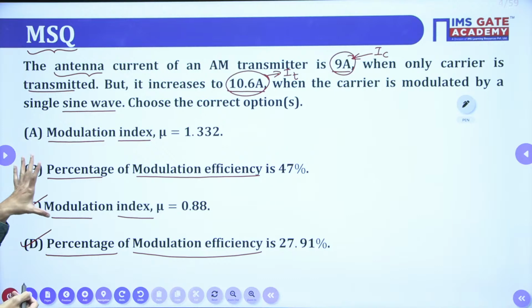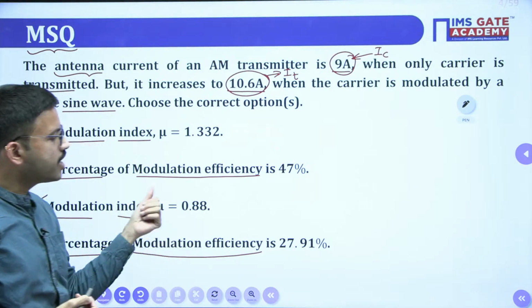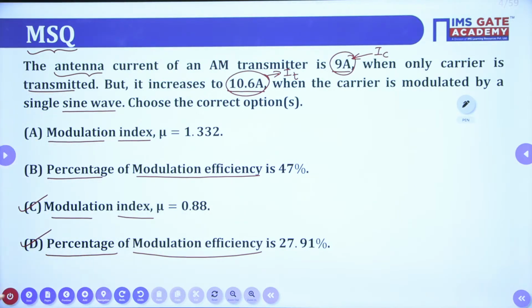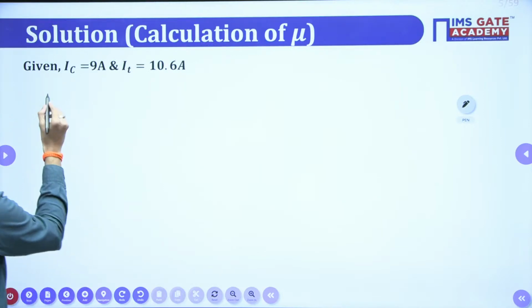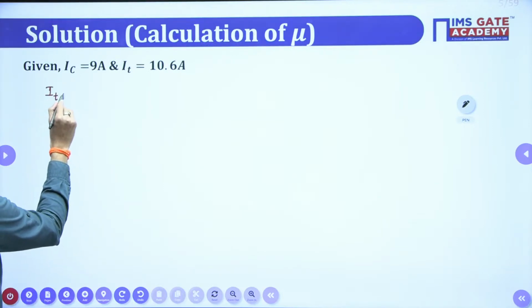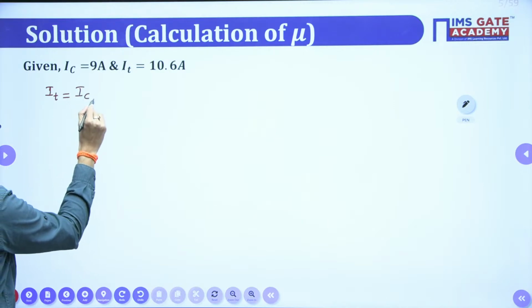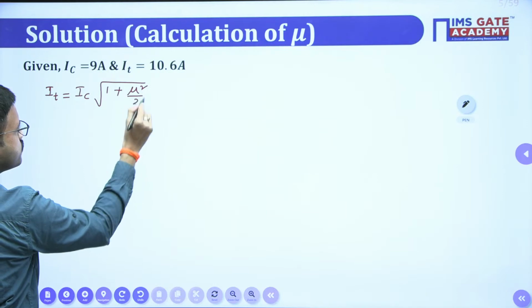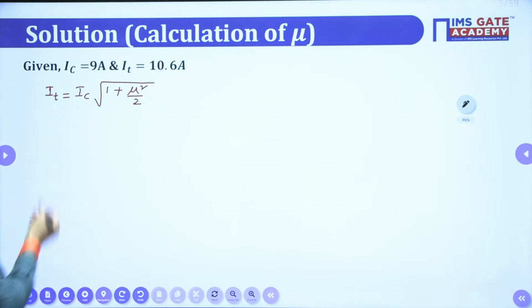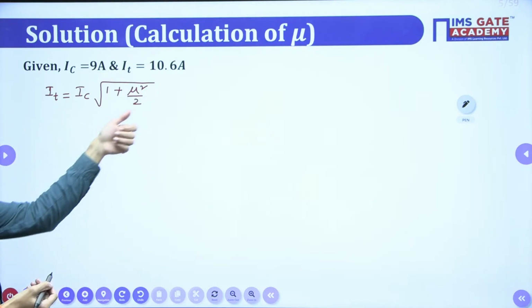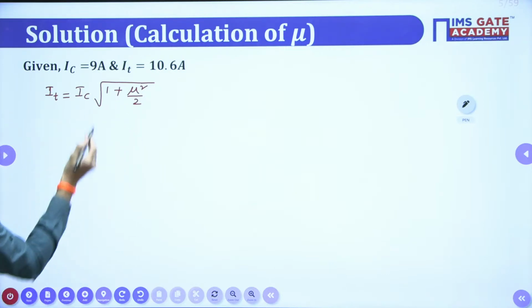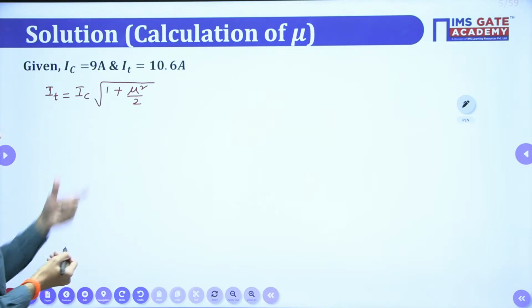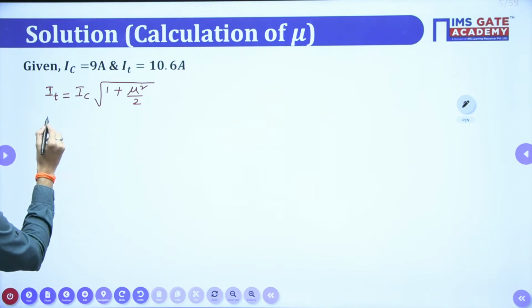Now, two choices you have regarding modulation index, two choices regarding modulation efficiency. First you have to calculate the modulation index, after that you can calculate modulation efficiency. I hope all of you know this formula: IT equal to IC into square root of 1 plus mu square by 2. Here the IT value and IC value are given, you have to calculate mu. First let us rearrange this equation and derive the mu formula.